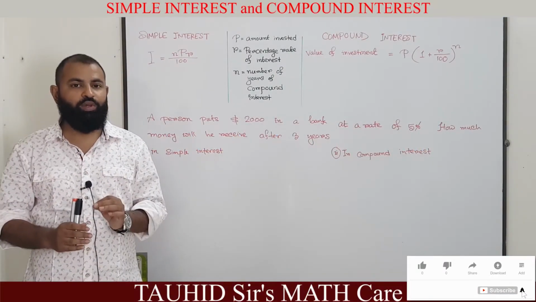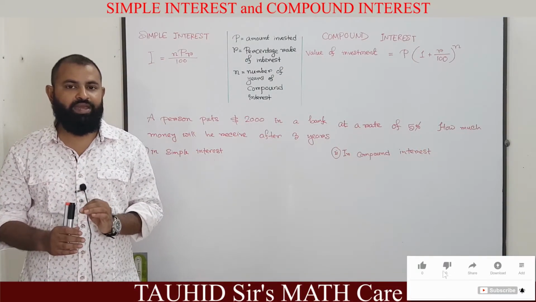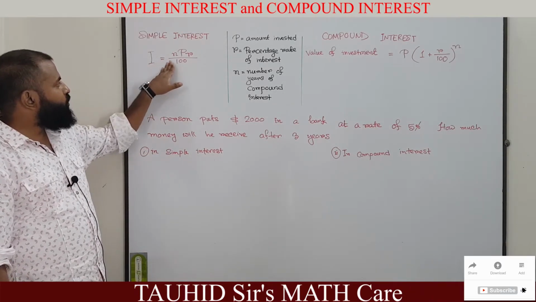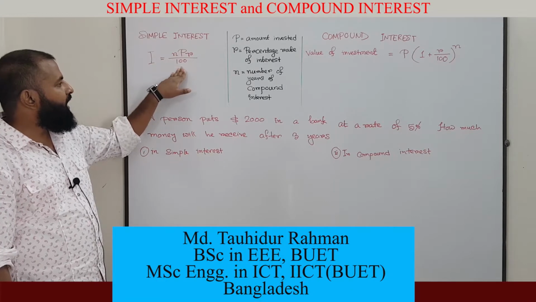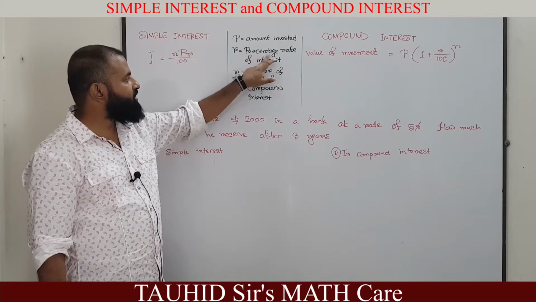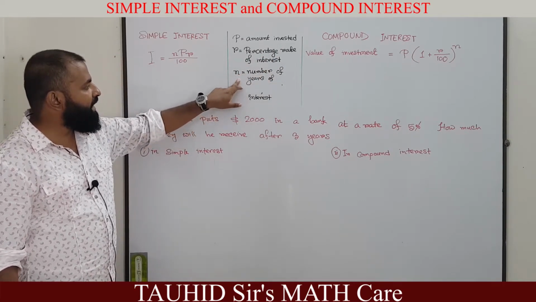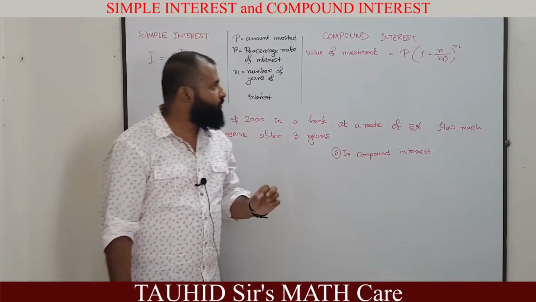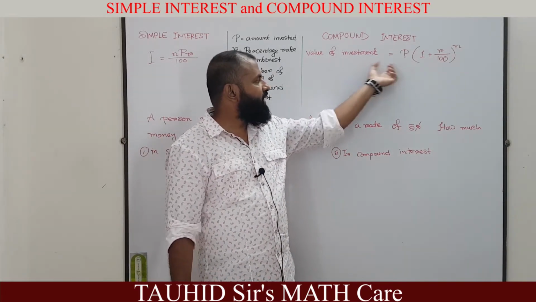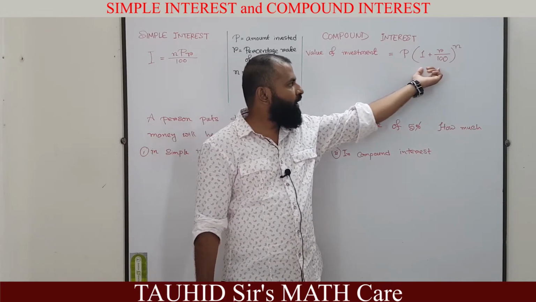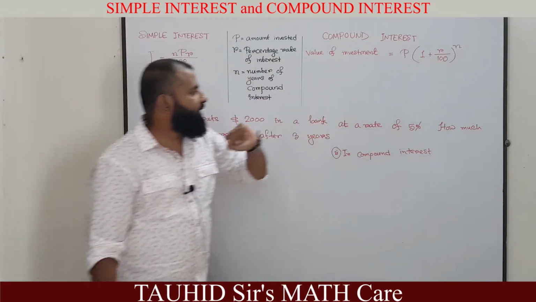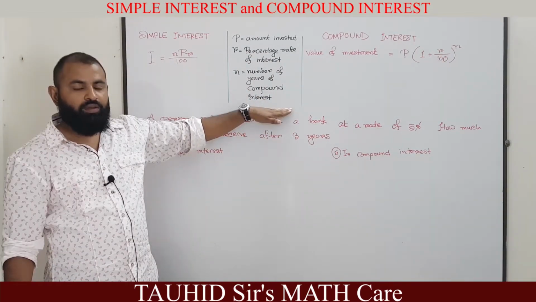In this lecture, we will learn about simple interest and compound interest. The formula for simple interest is interest equal to NPR divided by 100, where P is the amount invested, R is the percentage rate of interest, N is the number of years of interest. And the formula of compound interest is value of investment equal to P multiplied by (1 plus R by 100) to the power N, where P, R and N contain the same values described here.